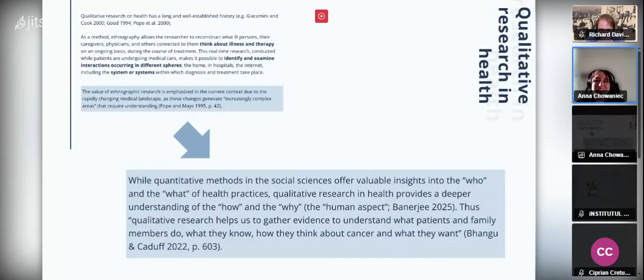Here's a good explanation that I often use with my students, and I think it works really well. The good explanation on the difference between qualitative and quantitative research in health would be that the quantitative methods are great in providing insight into who and what, while anthropology just provides a better understanding of how and the why. So it goes more into the personal human aspect of this experience, and is able to put that into a broader systemic context.